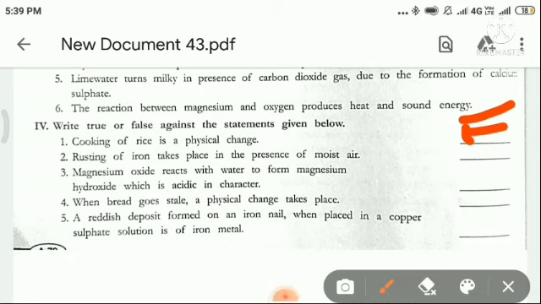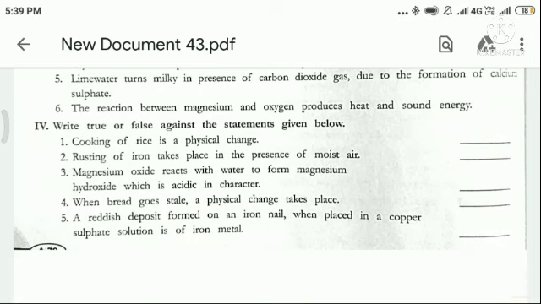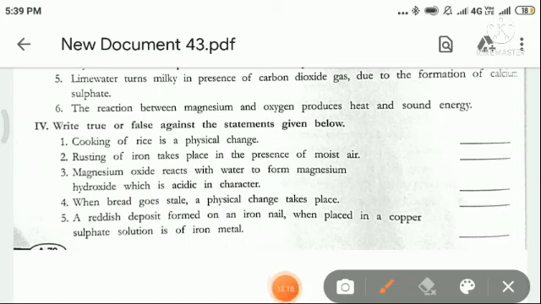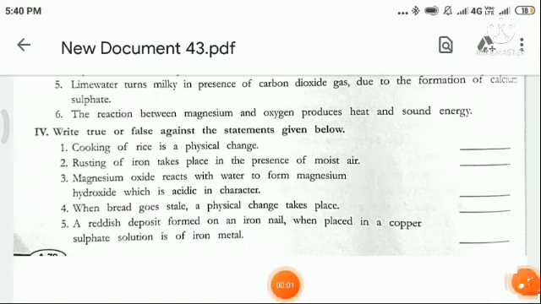Rusting of iron takes place in presence of moisture. This is true. Magnesium oxide reacts with water to form magnesium hydroxide, which is acidic in nature. Magnesium oxide reacts with water to form magnesium hydroxide. This is correct. But magnesium hydroxide is basic in nature, okay. So it is not acidic, it is basic. So this is also false, okay.